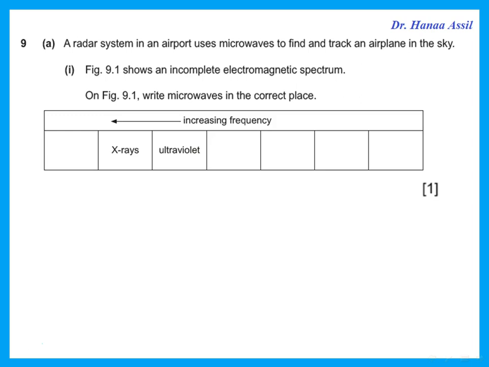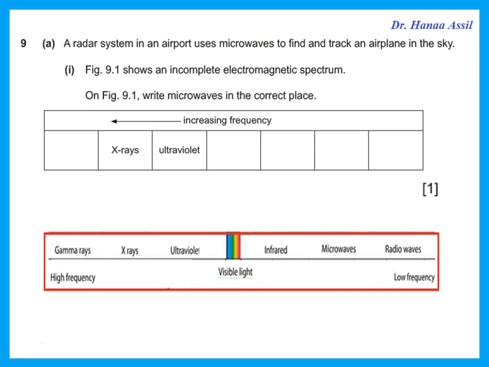A radar system in an airport uses microwaves to find and track an airplane in the sky. Figure 9.1 shows an incomplete electromagnetic spectrum. Write microwaves in the correct place. Again, what is the electromagnetic spectrum? You should realize that sometimes it is written from left to right and sometimes from right to left. So remember that if we have gamma rays, then X-rays, then ultraviolet, then the next one is visible, the next one is infrared, microwaves will be just before radio waves.